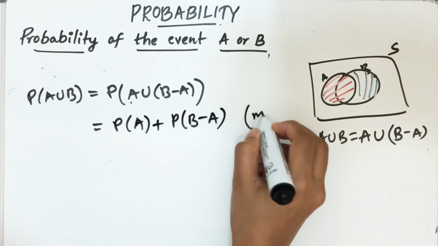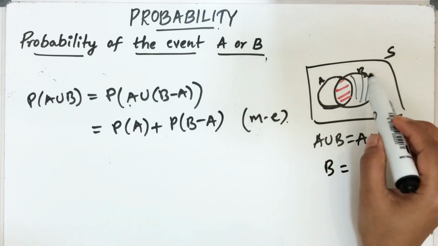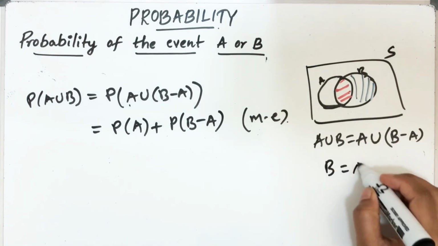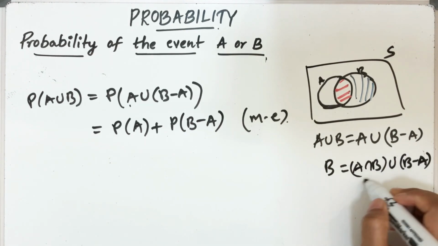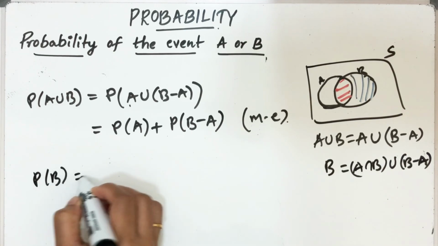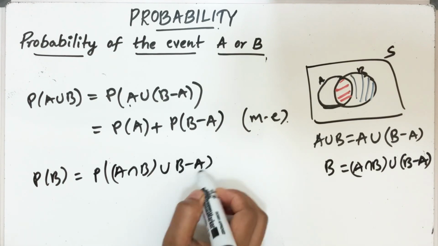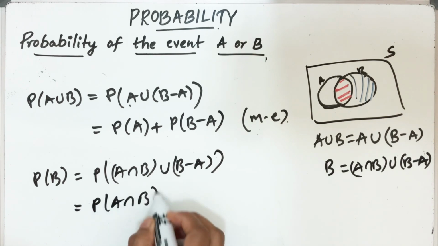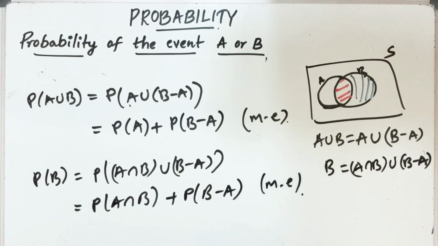Why? Because mutually exclusive. And also what is B here? Set B is equal to A intersection B union this blue portion, B minus A. That is A intersection B union B minus A. Also these two sets are mutually exclusive. So we can write P of B is equal to P of A intersection B union B minus A. Since this is mutually exclusive, by axiom 3 we can write P of A intersection B plus P of B minus A. This is also because mutually exclusive.